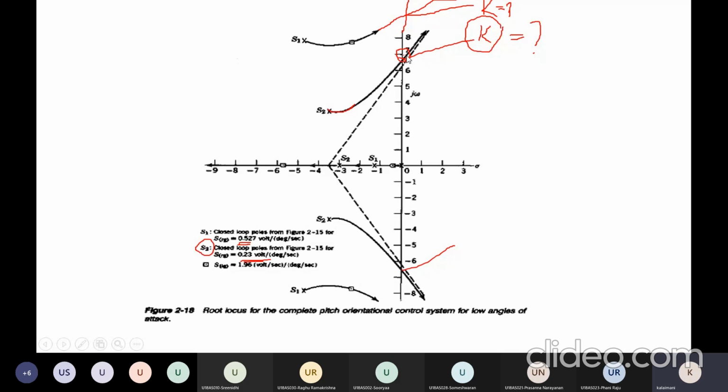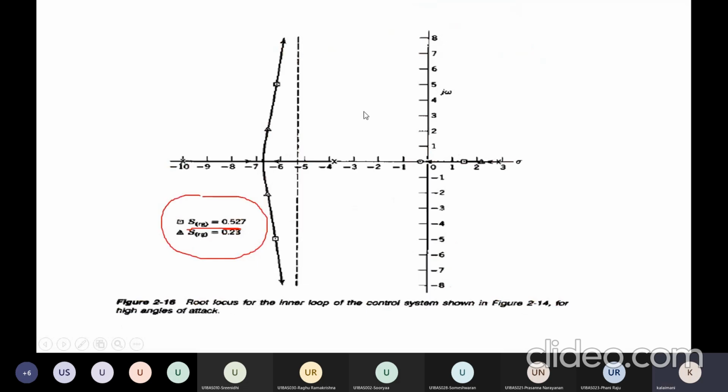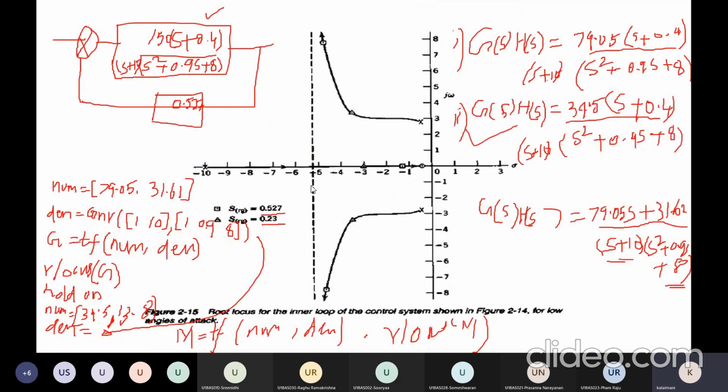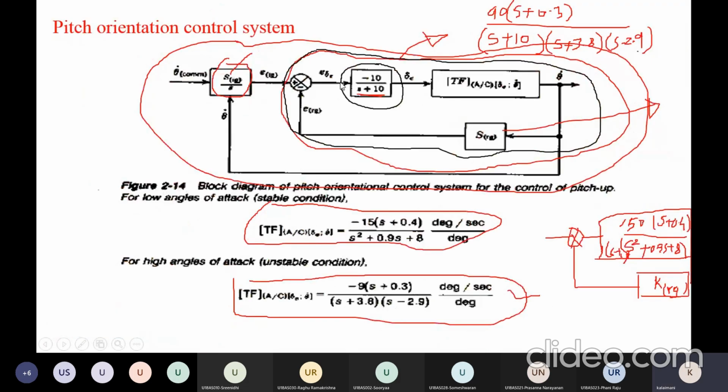So here I would like to discuss one case, and you try to sketch the root locus for the remaining cases by using MATLAB. In this case I have a transfer function for the lower angle of attack. The transfer function is minus 15 (s plus 0.4) divided by (s square plus 0.9 s plus 8). This is my aircraft transfer function. Then my elevator transfer function is minus 10 divided by (s plus 10).